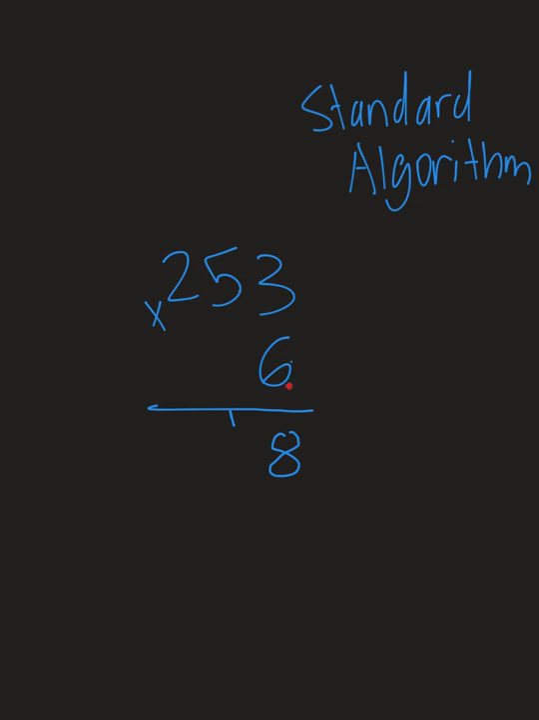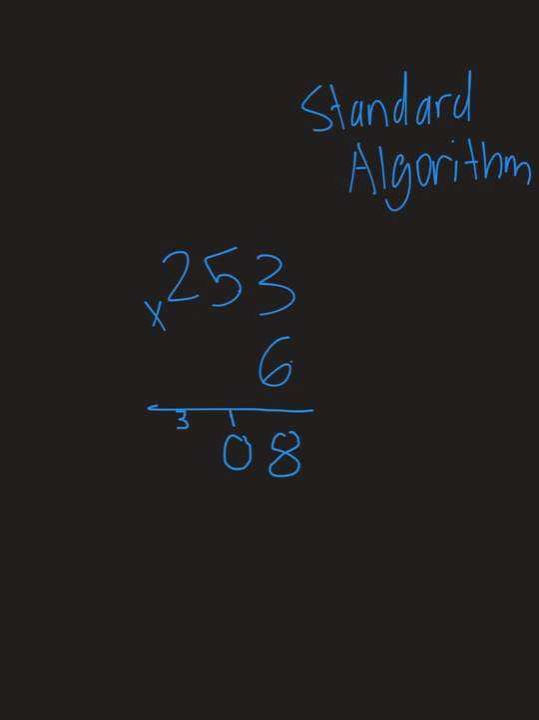All right, so next we're going to do 6 times 5, because we're not doing 6 times 50 because this is not partial products. This is standard algorithm. So we just do 6 times 5, which is 30. So we're going to put our 0 from 30 right here, and we're going to carry our 3 from 30 up to the hundreds place.